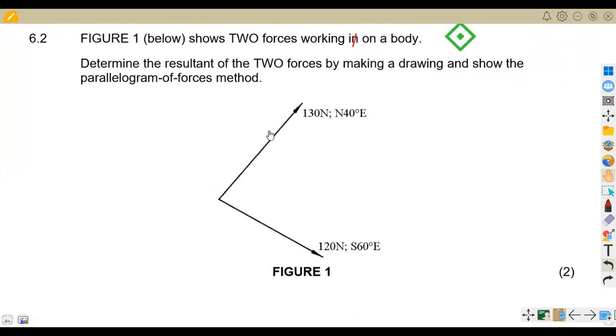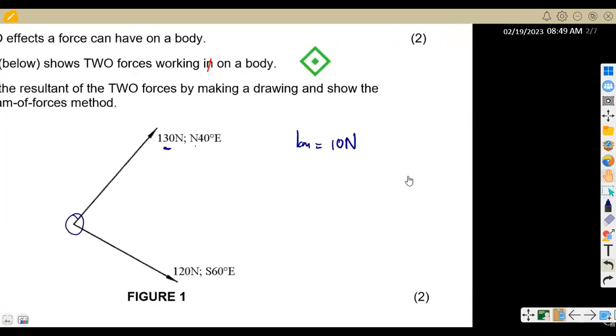I want you to check what is happening in this case. The first force that we have is 130. So what you're going to do is choose a suitable scale that you can work with. Let's say 1 centimeter is going to represent 10 newtons. We are supposed to create a parallelogram between these forces. The first one is 130 newtons, north 40 degrees to the east. You're supposed to have this in an accurate manner, but here I'm just going to have this as a sketch.